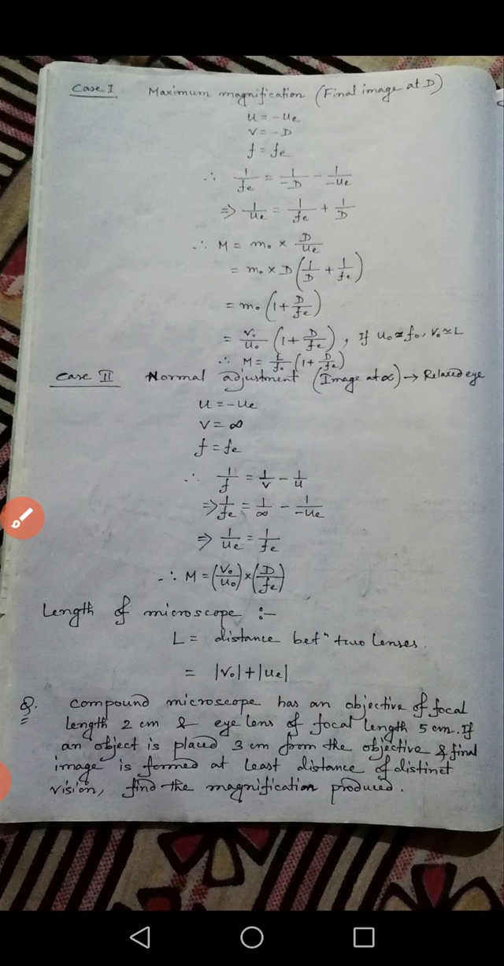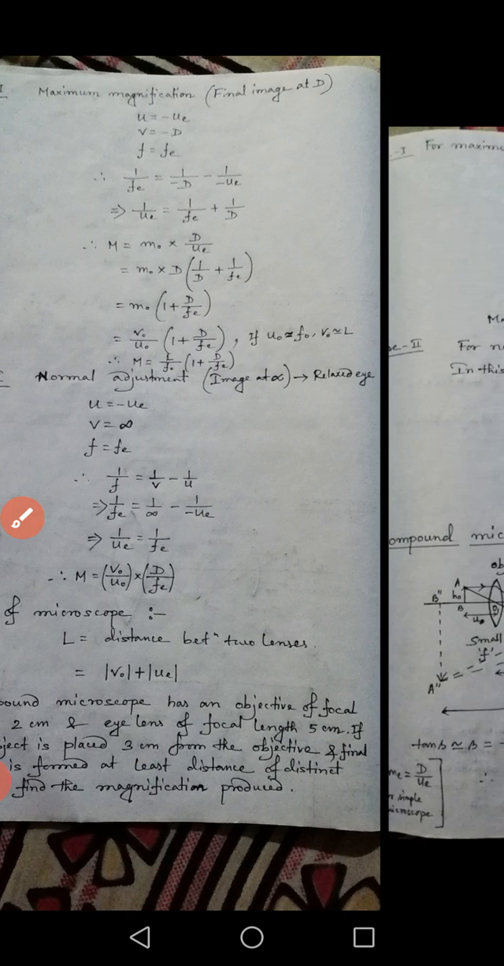Let us see one sum. A compound microscope has an objective of focal length 2 cm and an eye lens, or eyepiece, same thing, of focal length as given. If the object is placed at 3 cm from the objective, that means it is u naught, the final image is formed at the least distance of distinct vision. Find the magnification produced.